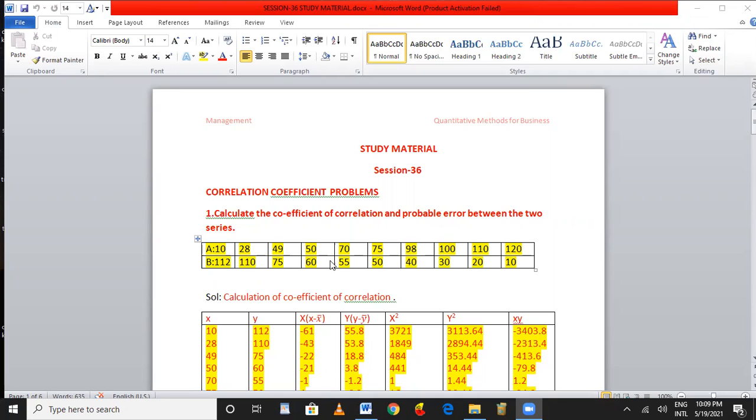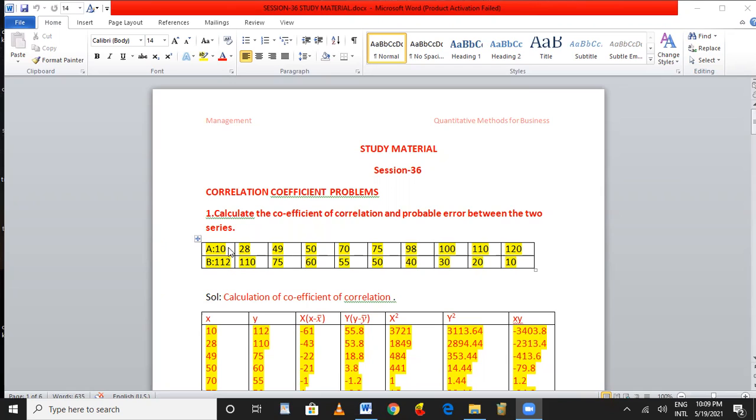There are two series, the A series and the B series. We have to calculate the coefficient of correlation between A and B. Is there any relationship between A and B? If the relationship is there, what type of relationship is it, whether it is of high, medium or low degree? And then we have to calculate the probable error between the two series.